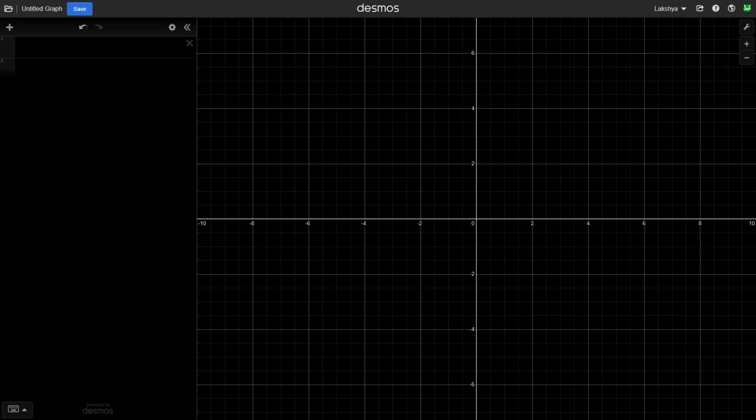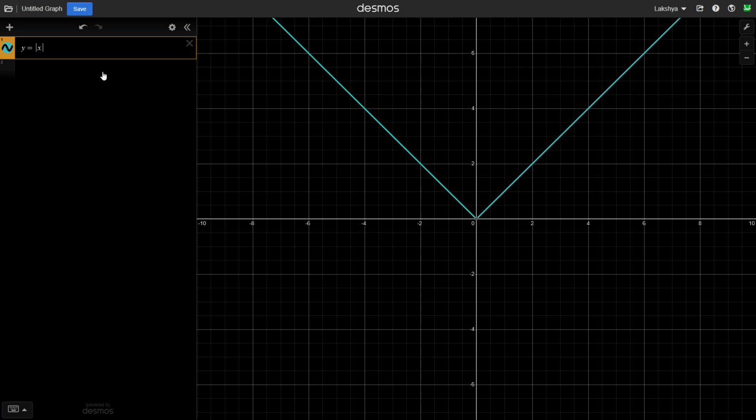Today we'll be talking about vertical and horizontal reflections. So here I am again on Desmos. For this unit, I think I'll be sticking to it pretty closely. So to start off, let's just graph out the normal function y is equal to the absolute value of x.